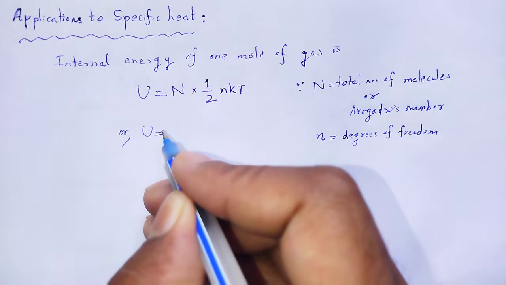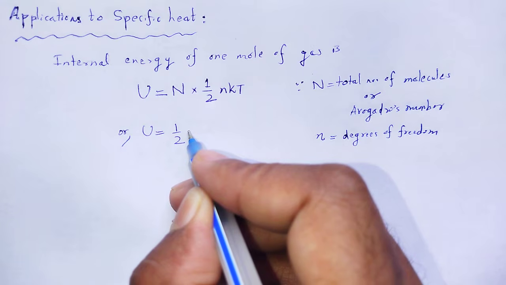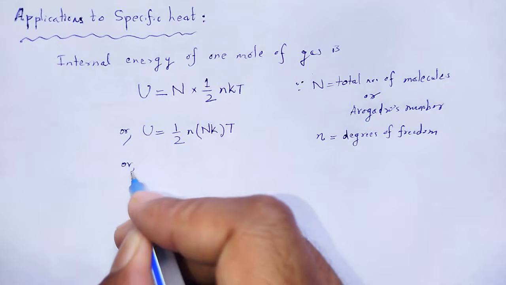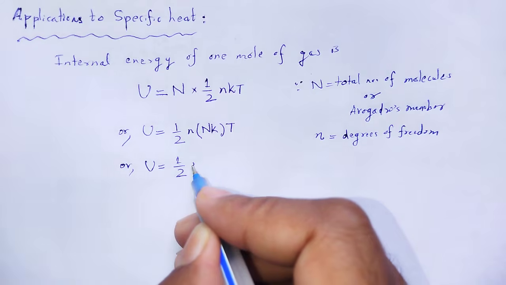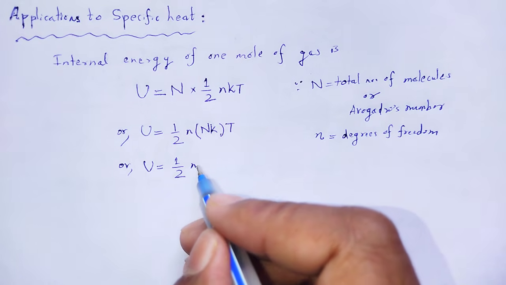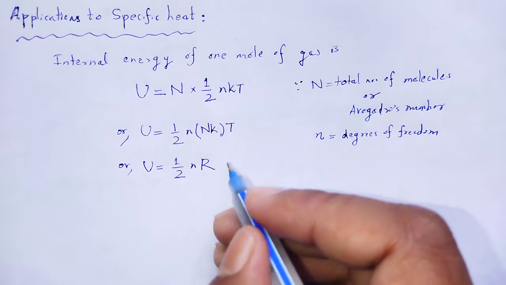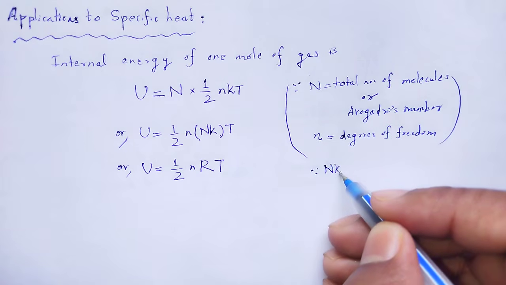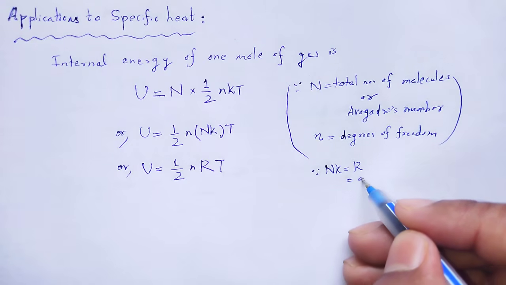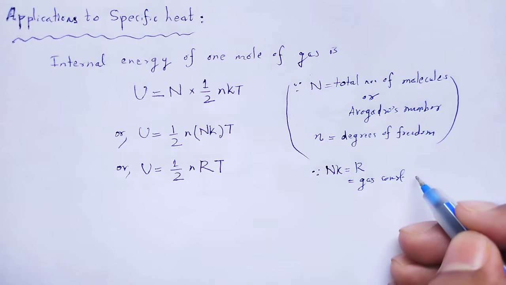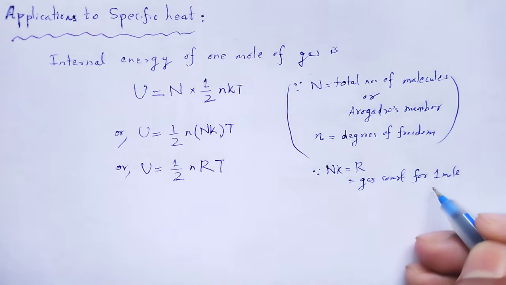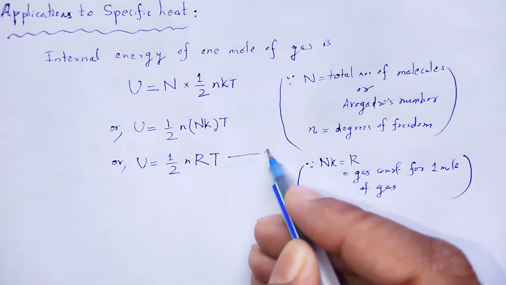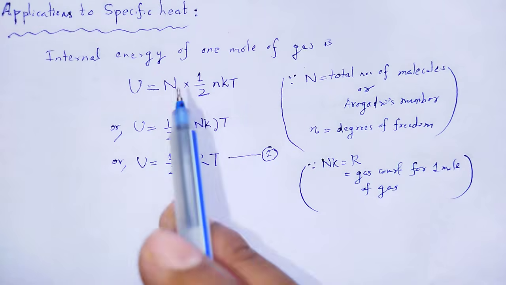Therefore, U is equal to half n capital N kT, or U is equal to half n times Avogadro's number into Boltzmann's constant, which is known as the real gas constant, times T, where Nk is equal to R, that is the universal gas constant for 1 mole of gas. This is the total energy, that is the internal energy.